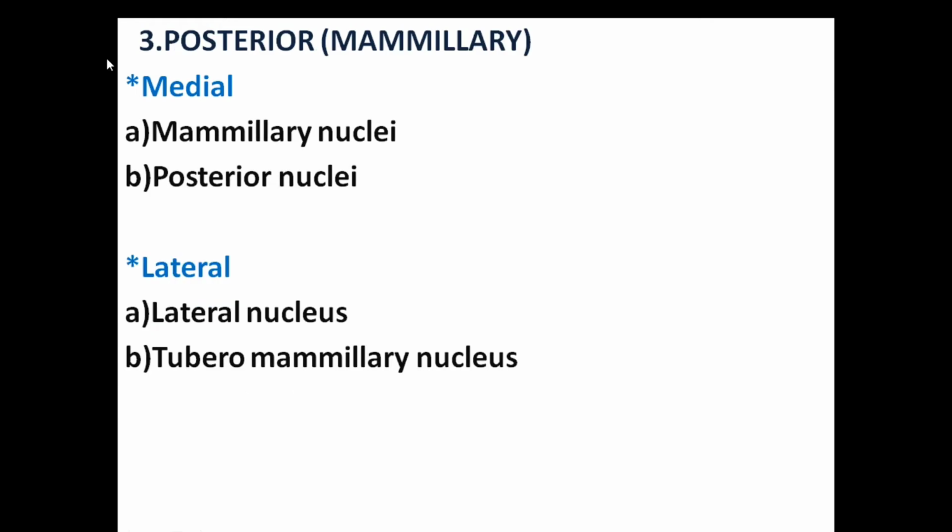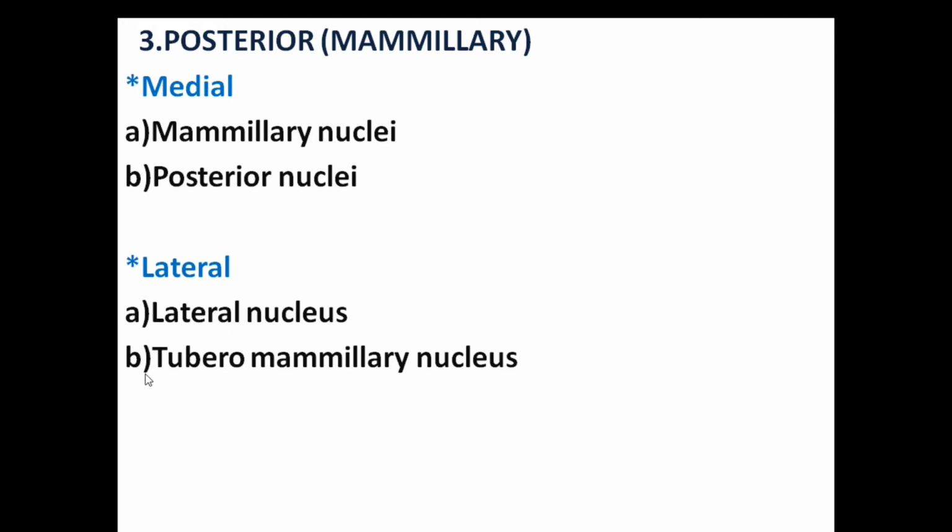And the third one is posterior mammillary. It consists of two regions, that is medial and lateral. In the medial region, the hypothalamus consists of two types of nuclei, that is mammillary nuclei and posterior nuclei. Mammillary nuclei help to regulate memory, and posterior nuclei increase blood pressure, pupillary dilatation, and also shivering and vasopressin release. And next one is lateral.